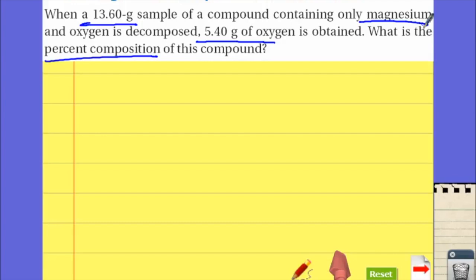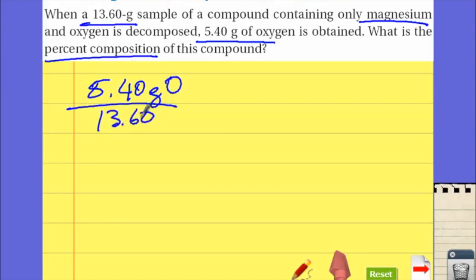So what we will do, if I have the whole, this is my whole. There are at least 2 or 3 different ways you can solve this. Easy way, this is the mass of my oxygen, 5.40 grams oxygen divided by the whole, which is 13.60, times 100 equals what? 5.40 divided by 13.60 times 100 is 39.7.